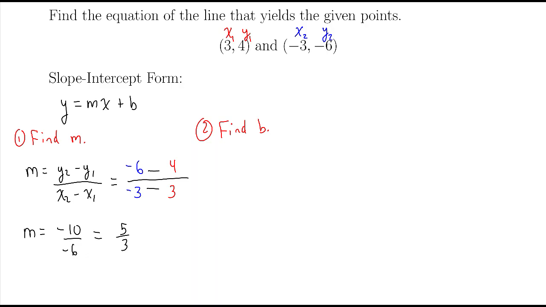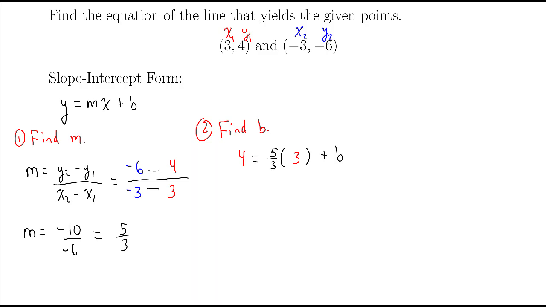So y equals mx plus b. Well, y in this ordered pair is 4, equals m is 5/3 times x in that ordered pair, which is 3, plus b. Notice we have an equation now with only one unknown, so we can solve for that b value.